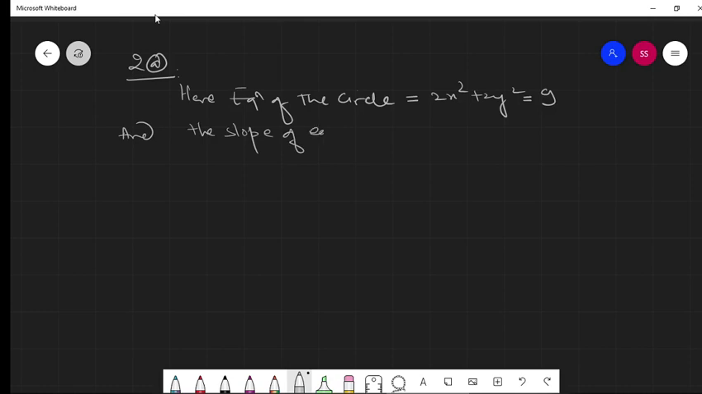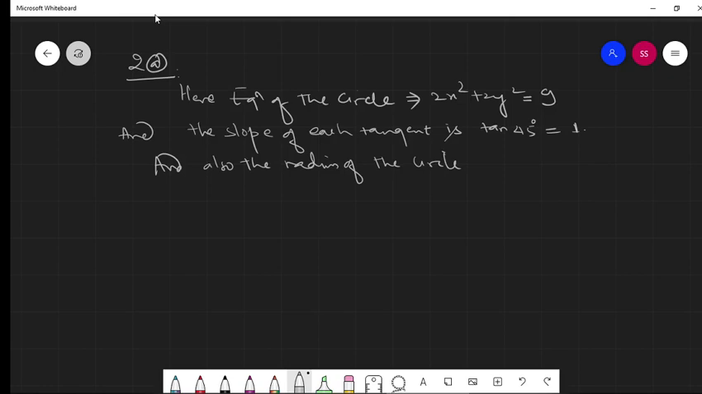And the slope of its tangent is tan 45 degree equal 1. Also the radius of the circle x square plus y square is 9 by 2, root under 9 by 2 is 3 by root 2, whole square.